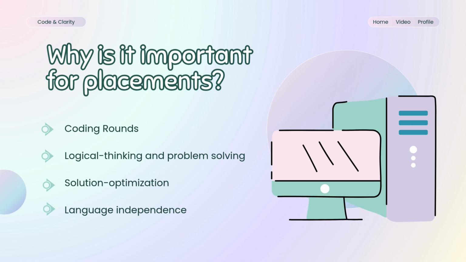Now, the next question is, why is DSA important for placements? Most of the coding rounds in companies are based on DSA problems. DSA shows how logically you can solve a problem. It means you use your logical thinking and implement your problem-solving skills. Besides, your ability to optimize the solution is also tested, not just writing the code. Anybody can write the code, but how well you can optimize it is also tested.